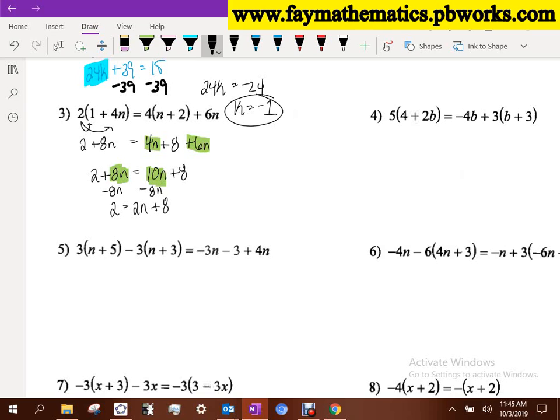Subtract 8 from both sides then, because I need to get this 2n isolated. So subtract 8, negative 6 equals 2n, and I'll divide both sides by 2. So that gives me n to be negative 3.